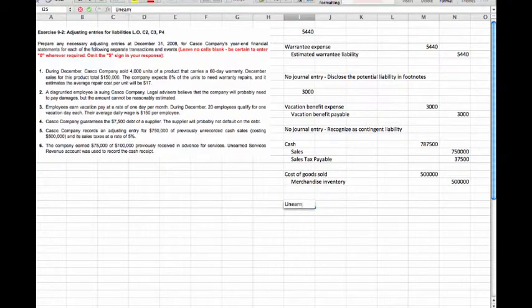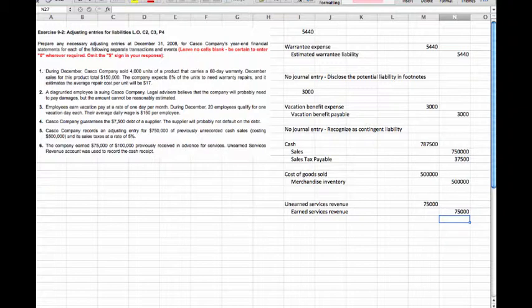because we earned it, so unearned services revenue. Now remember, unearned services revenue is a liability. So now that we've earned $75,000, we have to reduce it because a liability's normal balance is a credit. And we're now going to recognize the revenue by recognizing earned service revenue in the amount of $75,000.